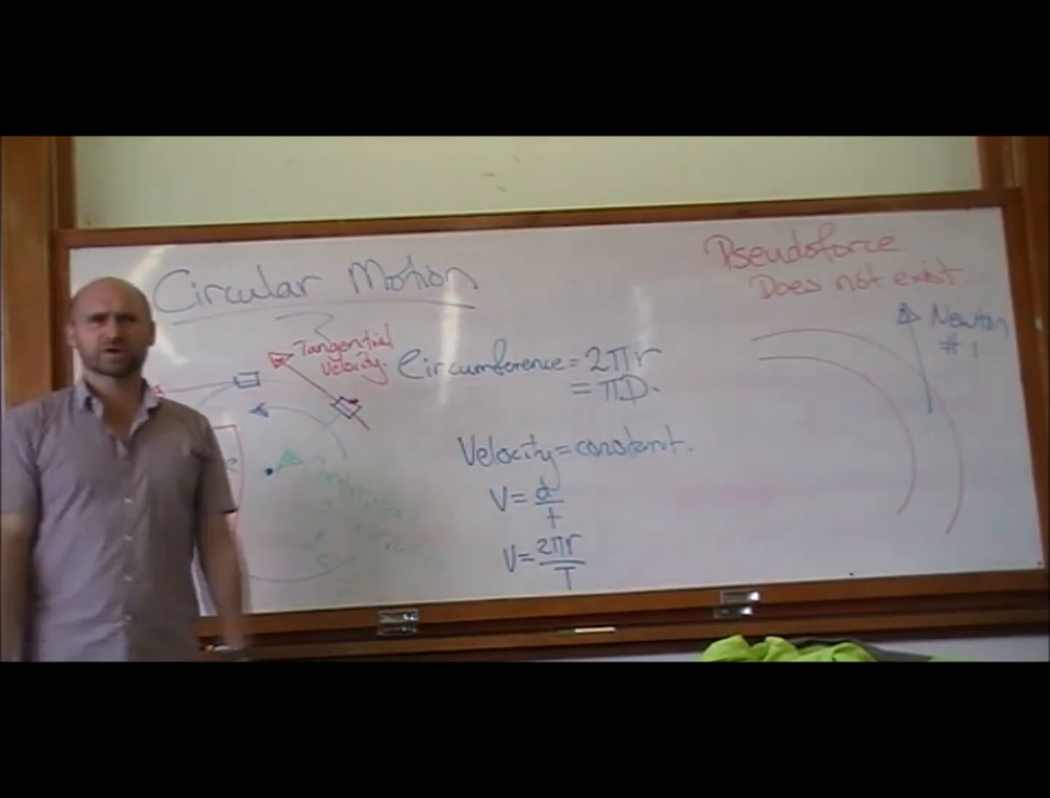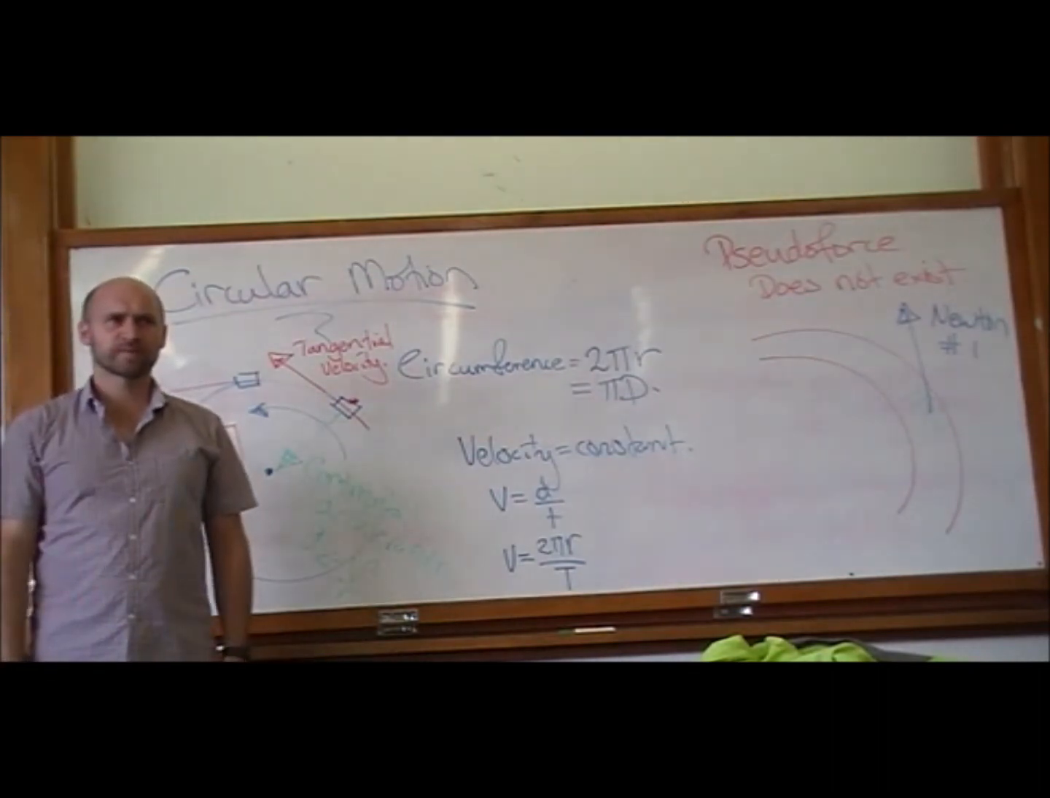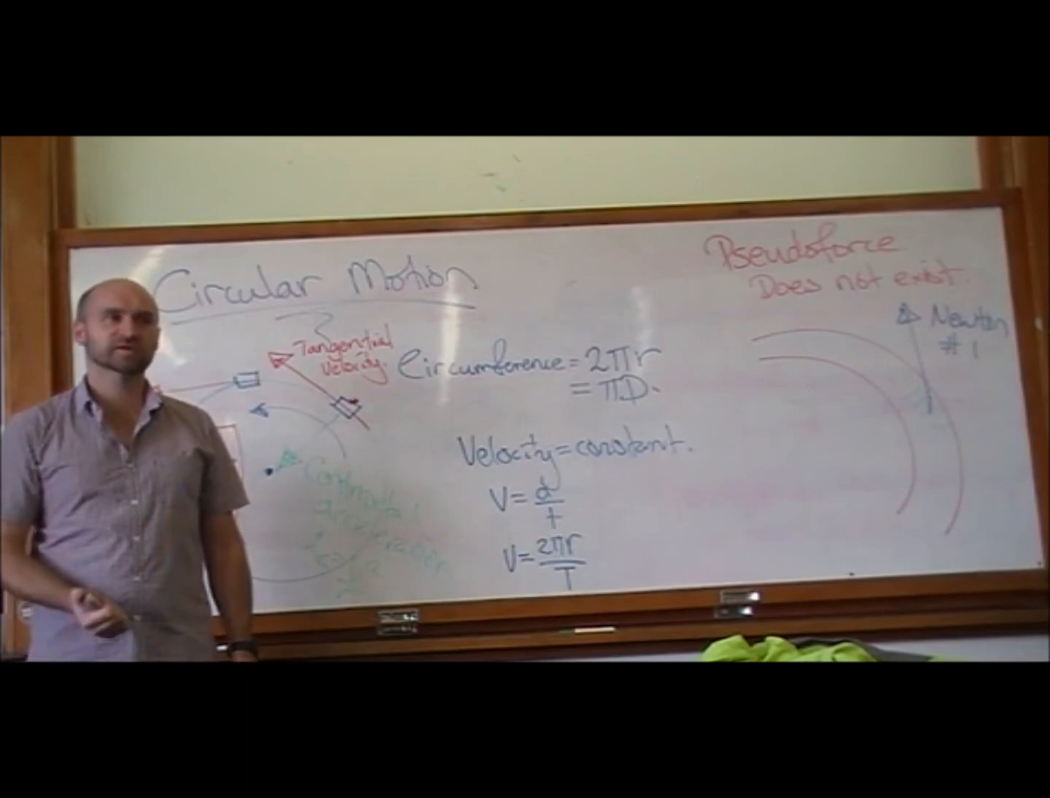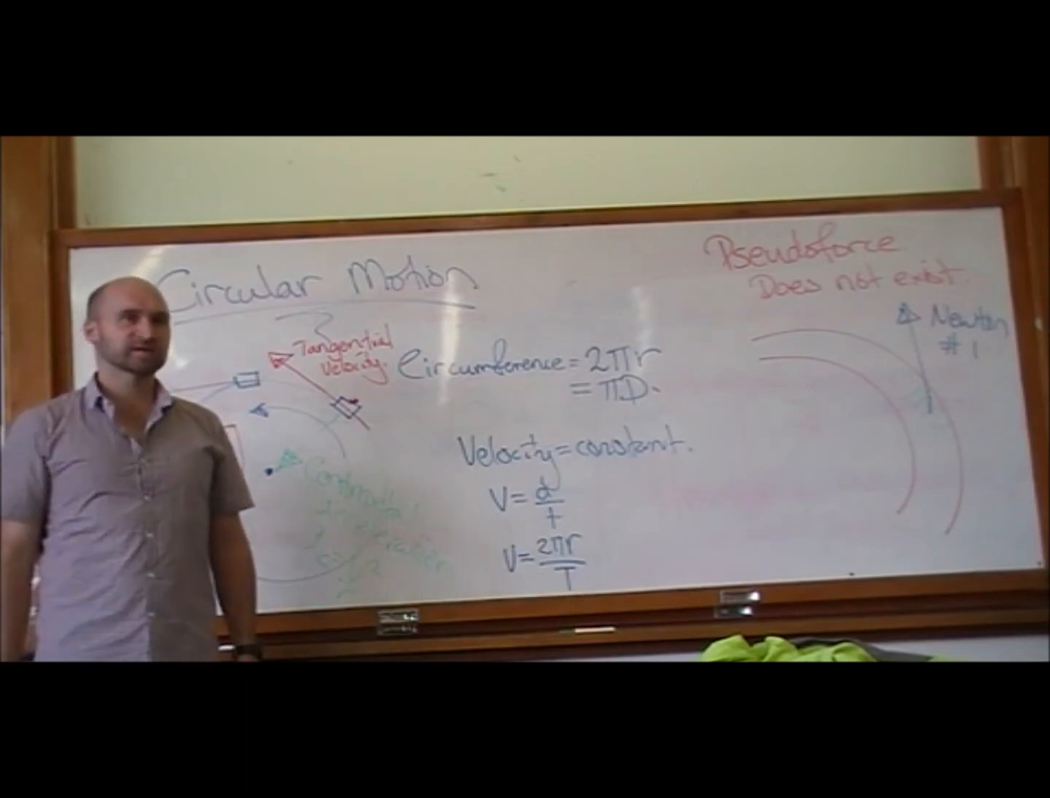Other examples of circular motion. What about the moon? That goes around in a circular-ish path around the Earth. What provides the centripetal force? Gravity. Gravity provides the centripetal force.